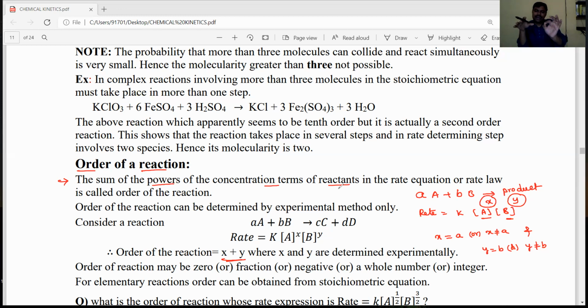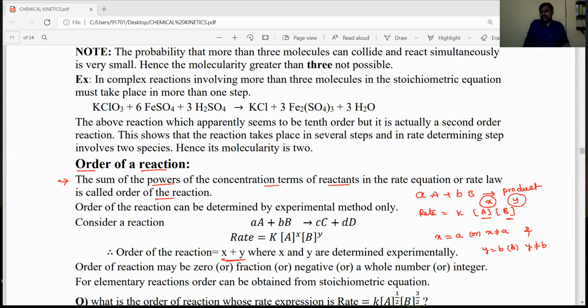While seeing the rate law or rate expression, we have to calculate its order. So the order definition is the sum of the powers of the concentration terms of each reactant in a rate equation or rate law is known as the order of the reaction.